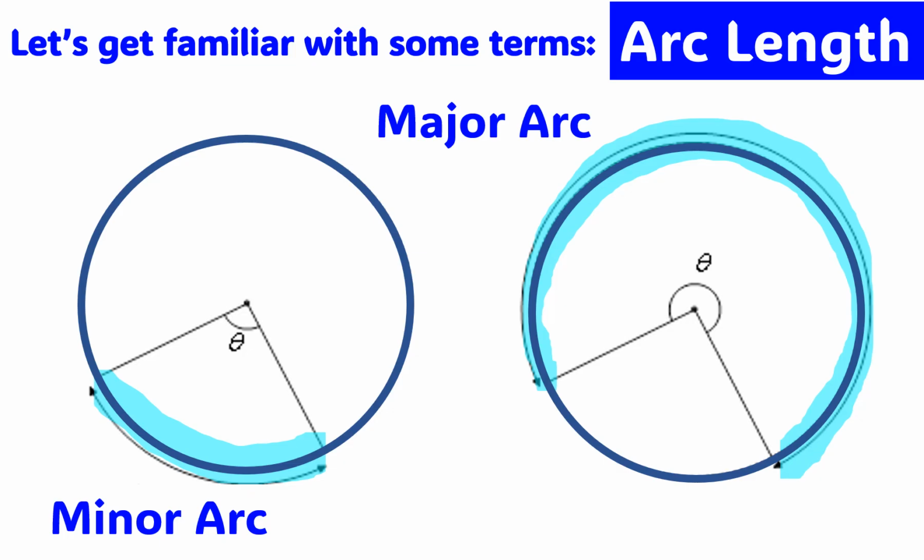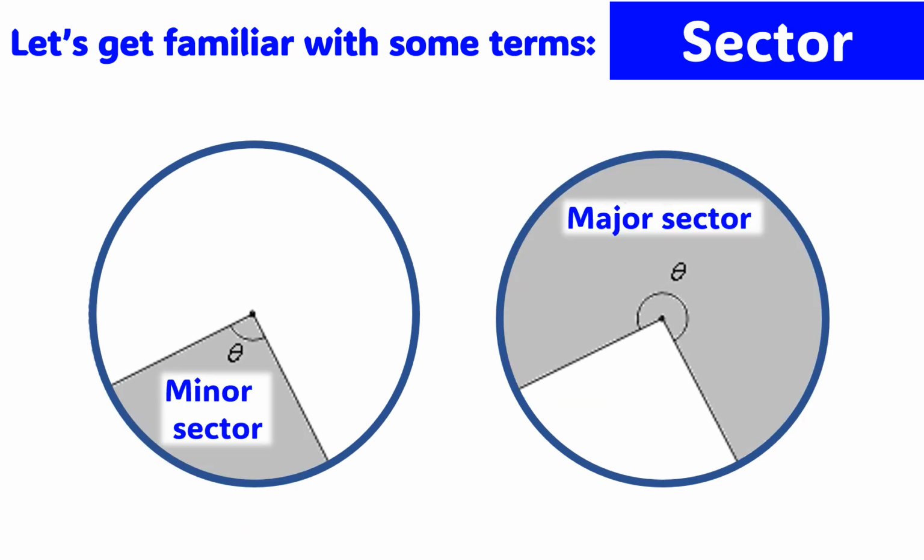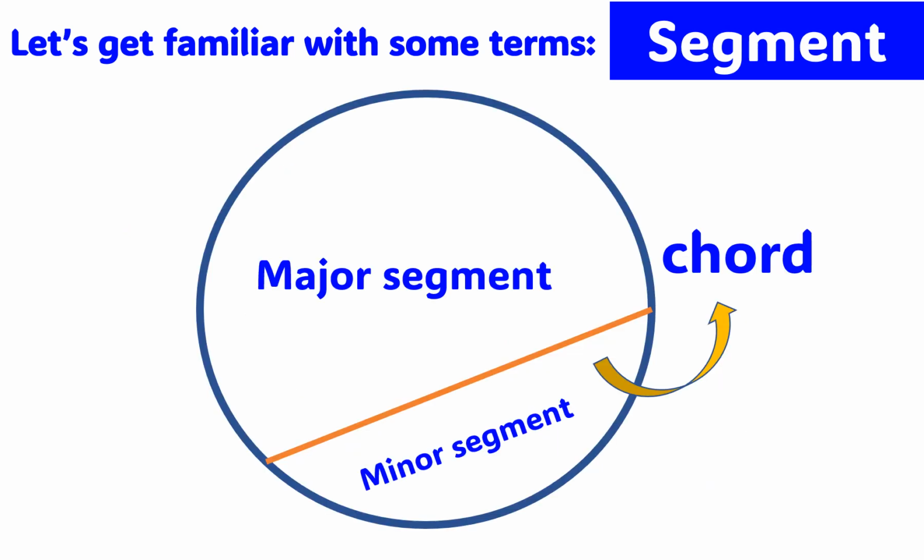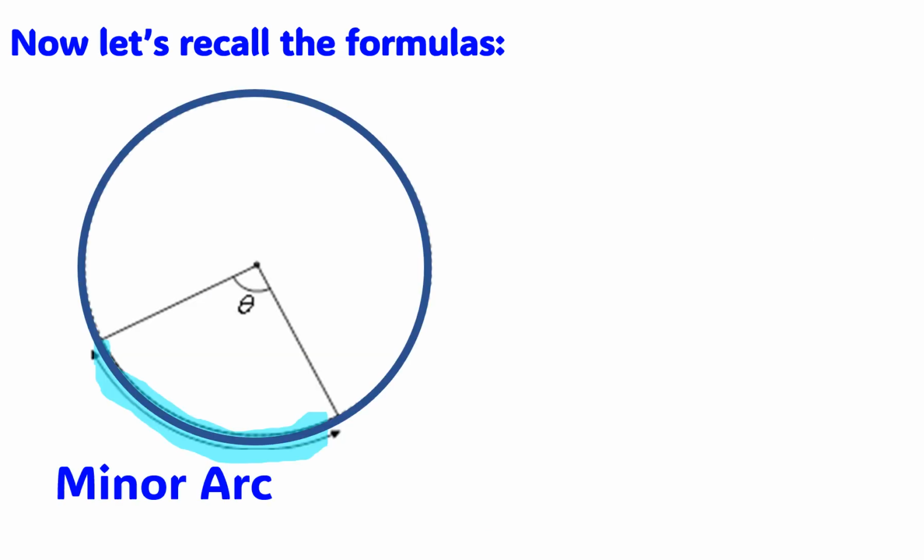As we begin, there are some terms that you need to be very familiar with. As you can see from here, this is the arc length, this is the minor arc, and this is the major arc. For the major arc, you will need to know the reflex angle. In this diagram, what you see are two different sectors: the minor sector and the major sector. And this is also something we are familiar with, a chord. A chord divides a circle into a minor segment and a major segment.